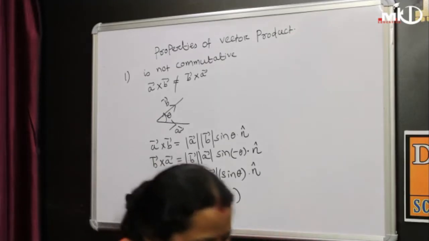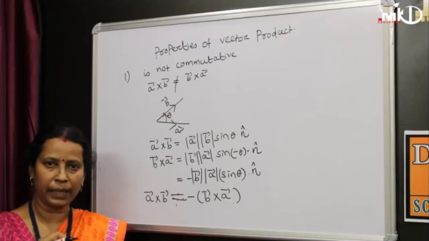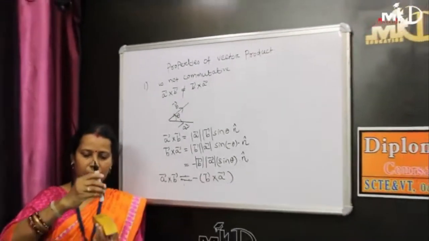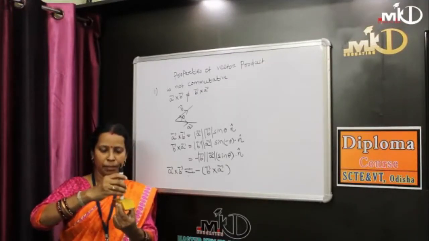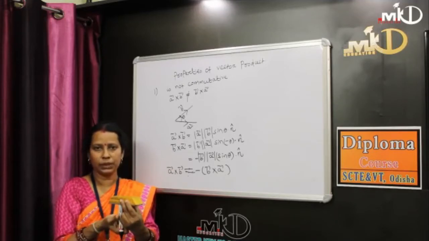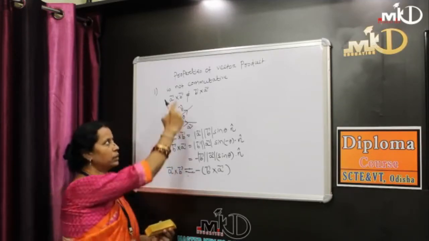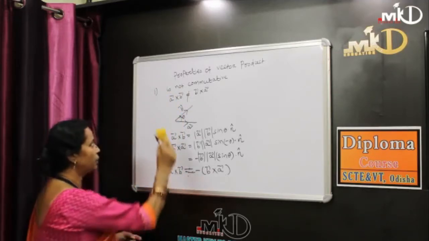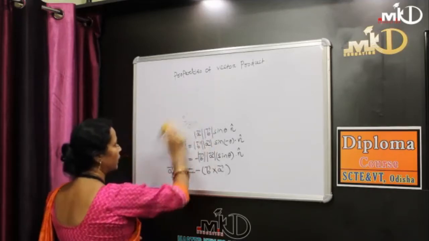Now practically, this is a plane containing the vectors A bar and B bar. So the unit vector or the direction of A bar cross B bar is perpendicular to this plane. But whenever we find B bar cross A bar, it is the opposite direction. So these two vectors are not equal, so the property is satisfied, that is, it is not commutative. I think all of you are clear about the first property. Now we study the second property.